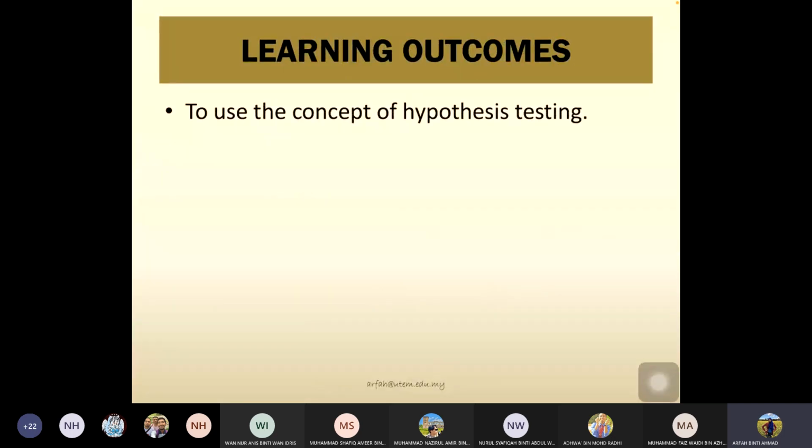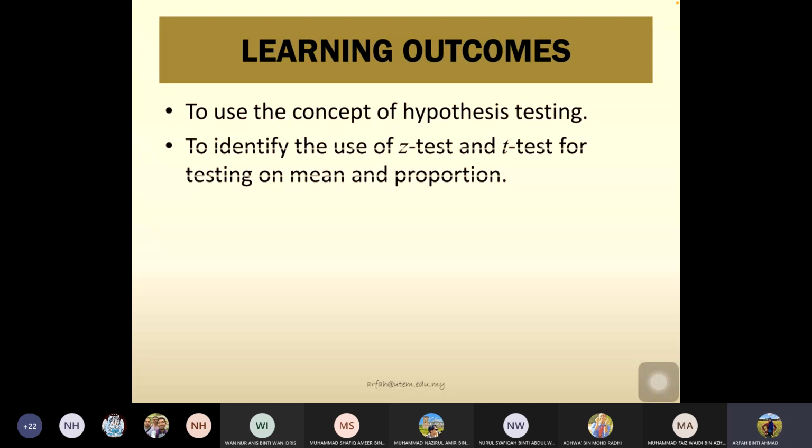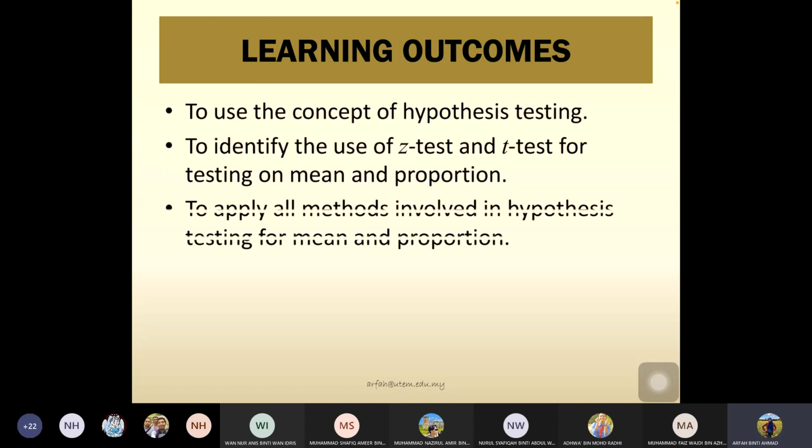So the learning outcome: to use the concept of hypothesis testing, to use the Z test and also T test on mean and also the proportion. There are two parameters that we already learned on the mean, and then we will continue with the proportion today, and then to apply all the methods involved in hypothesis testing for mean and also proportion.